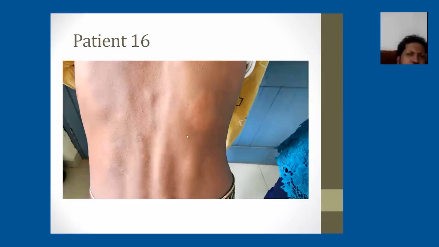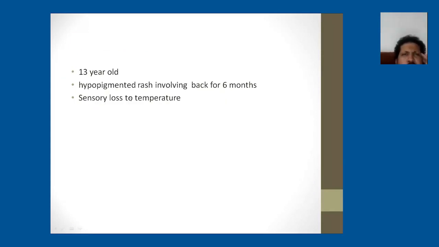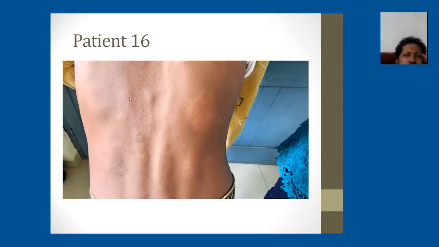So this patient has presented, I don't know if it's clear to you, multiple hypopigmented patches which have been there for 6 months with a sensory loss to temperature. Can you make a guess? What is this? When you have sensory loss, yes, you have to think of leprosy, right?